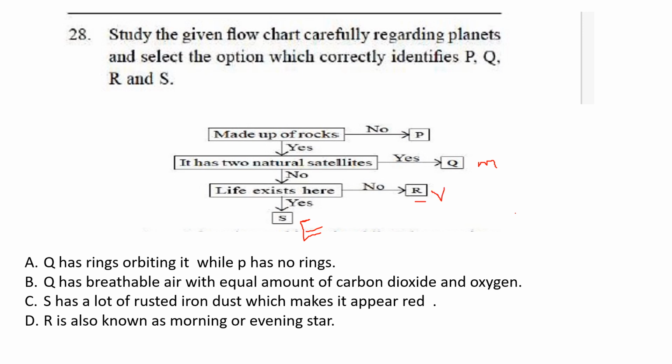Option A, Q has ring orbits while P has no rings. This is incorrect. Q has breathable air with equal amount of carbon dioxide and oxygen. This option is incorrect because Mars does not have breathable air. S has a lot of rusted iron dust which makes it appear red. Earth is not red, so option C is incorrect. And R is also known as morning or evening star is correct. So the answer is option D.